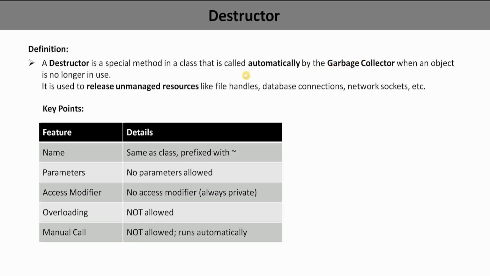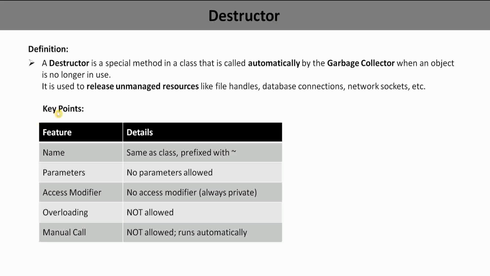It is also used if the object is no longer used in our application, then the destructor is called by the garbage collector. It is used to release unmanaged resources like file handles, database connections, network sockets, etc.